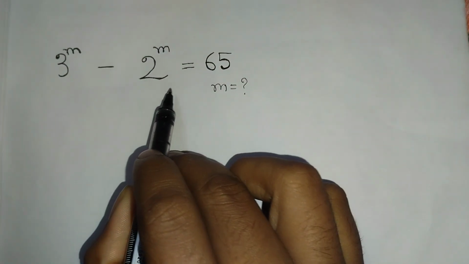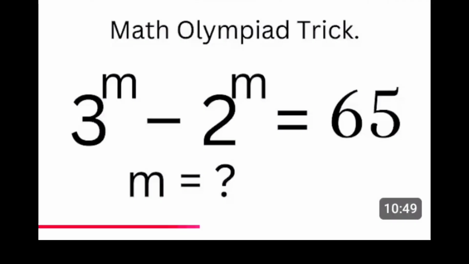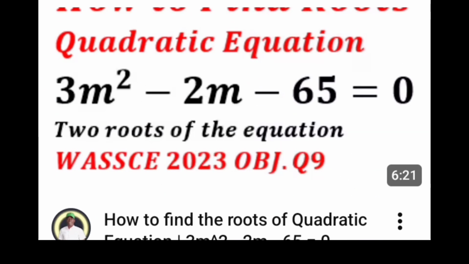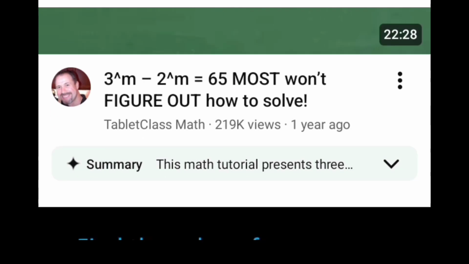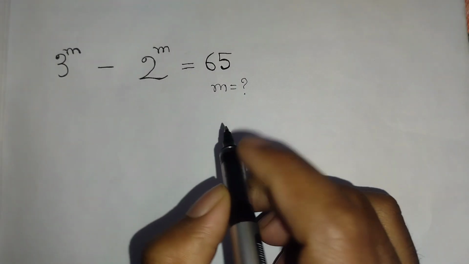This is a viral Olympiad math problem. Here we have to find the value of m. Everyone uploading this math on YouTube takes around 6 minutes to 22 minutes for the solution, but I solve it within seconds.